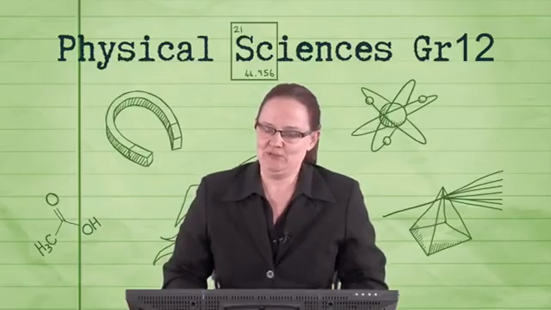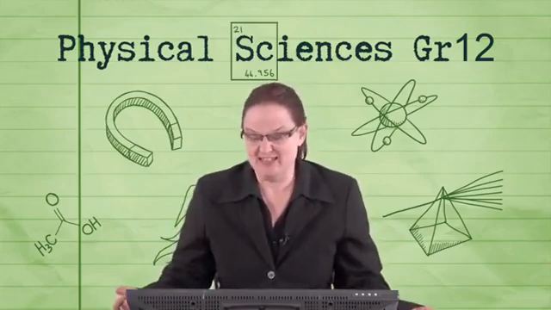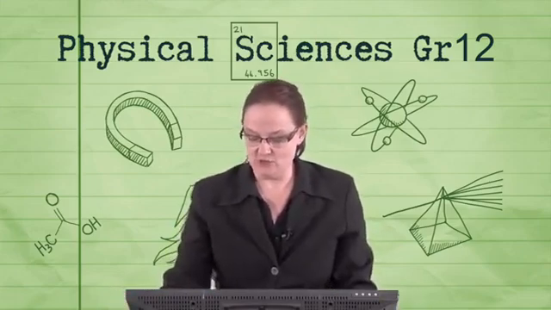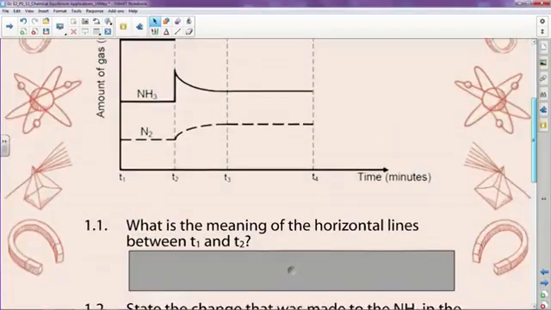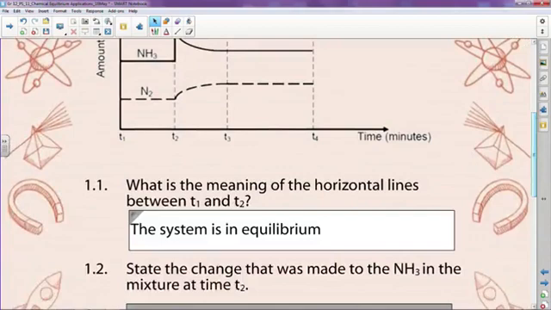So, how did we do? I'm hoping the first two questions weren't an issue because we actually did those together. Remember I told you what the meaning of the horizontal lines was. It means that the system is in equilibrium. Okay, I did that with you.